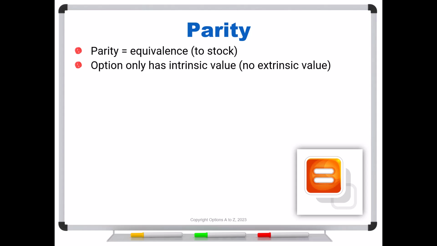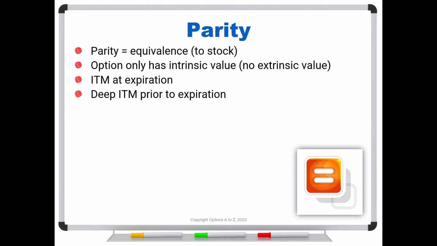So there are two basic conditions where an option will trade at parity. First, it either has to be in the money at expiration. Even if by a little bit, it will trade at parity. Or it has to be very deep in the money prior to expiration. And in those cases, it can also trade at parity.